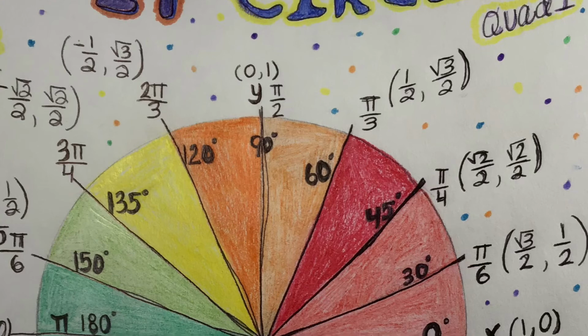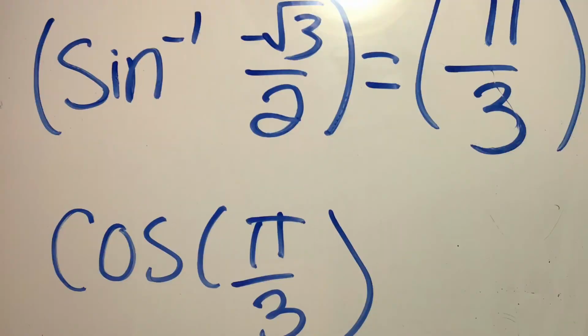For the next step, we're going to rewrite it including the cosine. So cosine equals pi over 3. Right here, so cosine pi over 3. This is the next part of the equation.